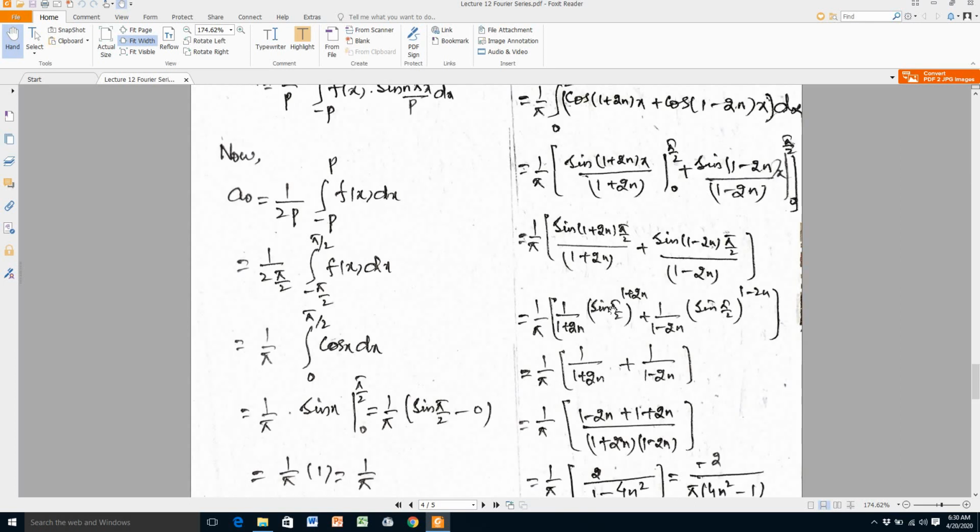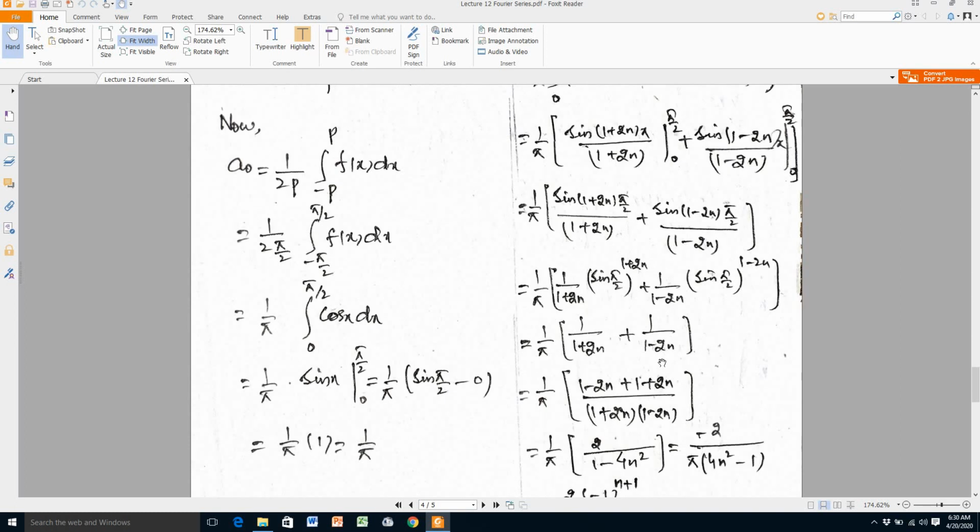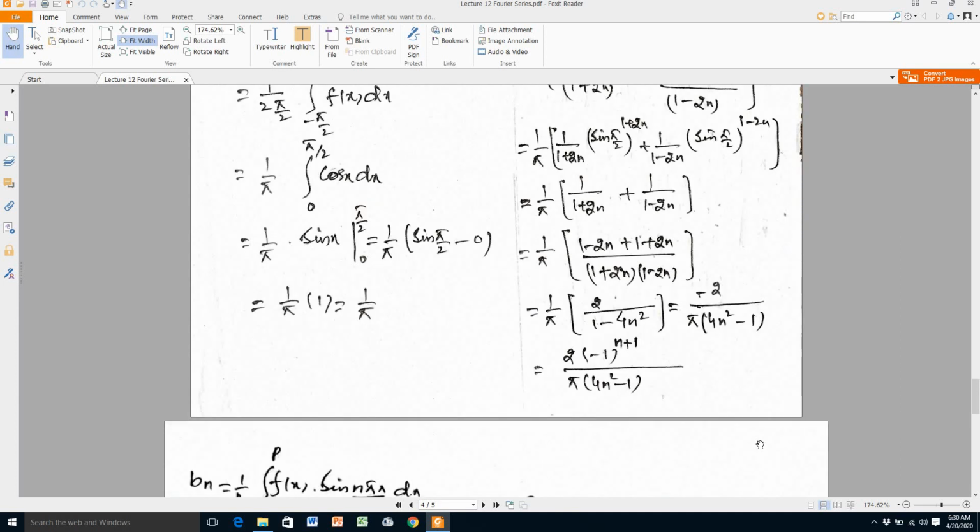And you know that sine pi by 2 is equal to 1, and 1 raised to the power anything, either positive or negative, is equal to 1. So you get 1 over pi times (1 over 1 plus 2n plus 1 over 1 minus 2n). Taking the LCM and after simplification we get minus 2 over pi into (4n square minus 1). And you can also write it as 2 into (minus 1) raised to the power n plus 1 divided by pi into (4n square minus 1).